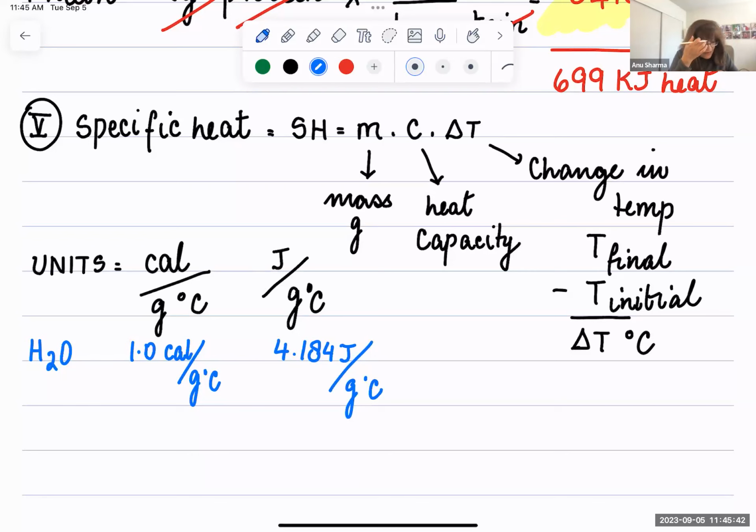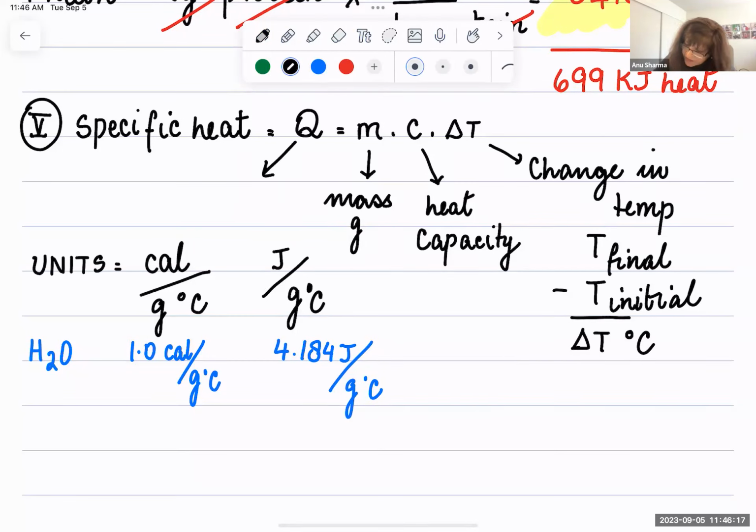Okay, so there are actually, one second. I wrote the wrong formula. One second, guys. This is the amount of heat, Q. I made a mistake here. Sorry about that. So this is Q.